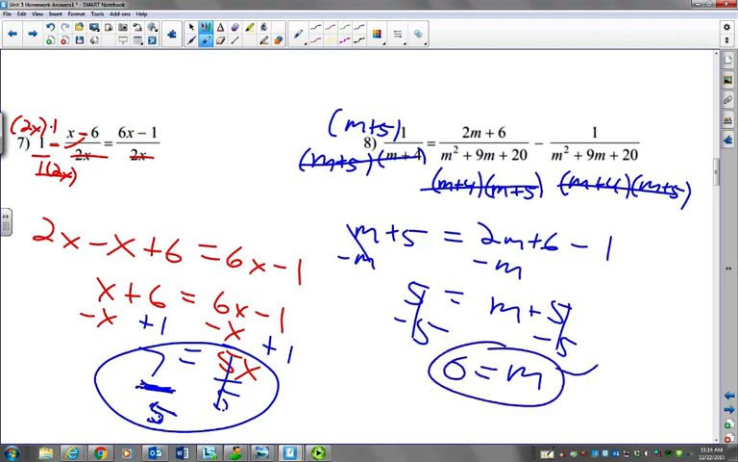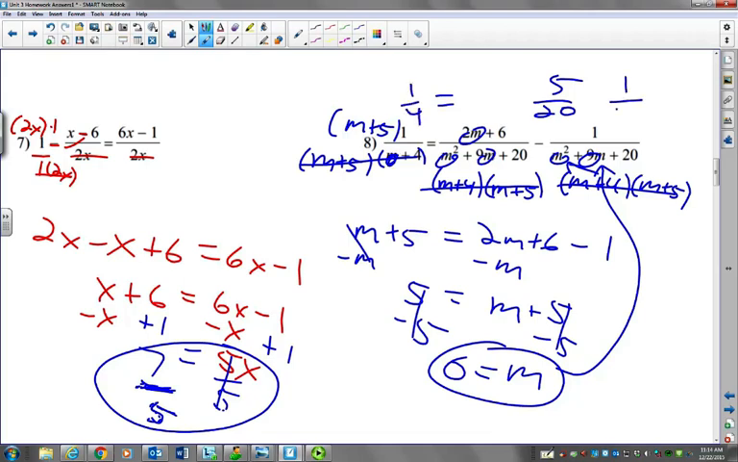And so plug that in, make sure it's not an extraneous solution. We get 6/20 minus 1/20 is 5/20. And then this side we plugged in a 0, we got 1/4. And 5/20 does reduce to 1/4. Nailed it. So m does equal 0 there.